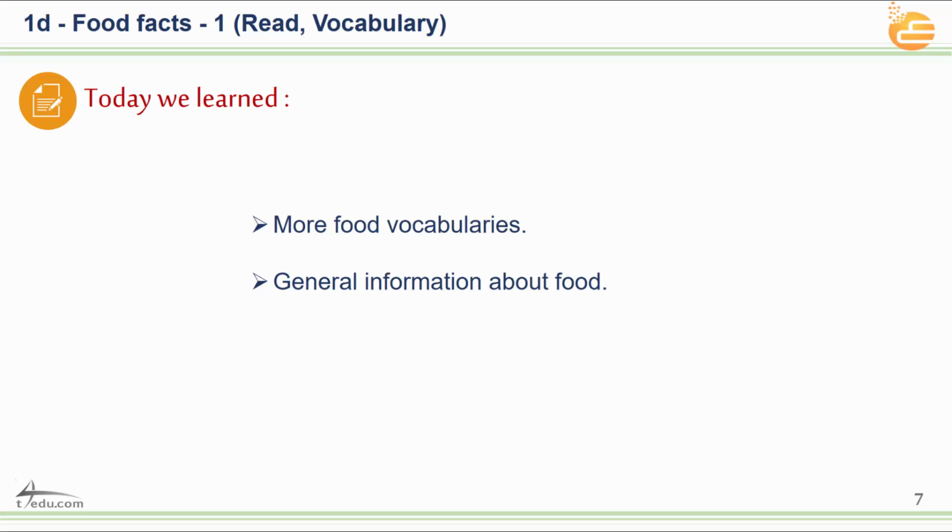So today we learned, first, more food vocabulary, and second, general information about food. Okay, so this is the end of our lesson.